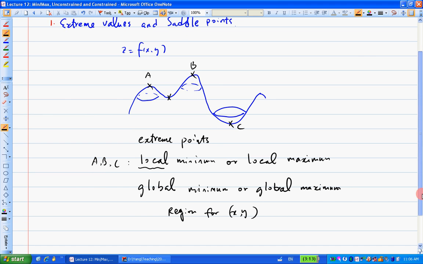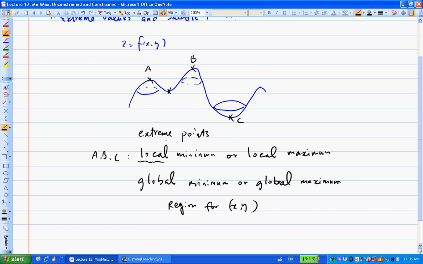Within this region, for the drawing I show here, the global minimum or global maximum will be simply the B point here. The overall B has the maximum value, and the global minimum will be the C point here. So that's the concept of global minimum and global max.